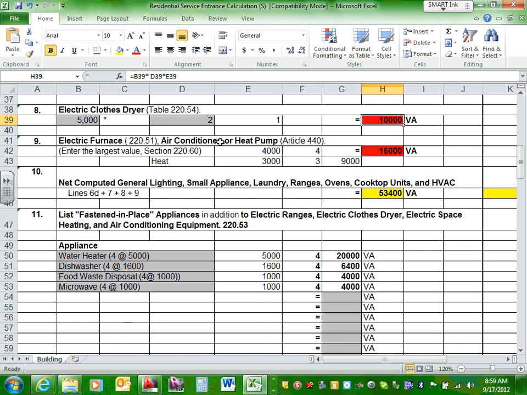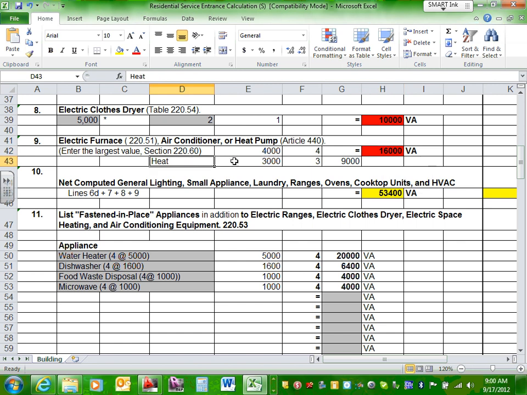Electric furnace and air conditioning or heat pump. These are the non-coincidental loads. The heat and the cool are highly unlikely to be on at the same time. I want to remind you, for the air conditioning, I have 4K from this list. I have 4 of them. And if you go to Article 440, and actually Article 220.51, it will tell you as is, don't derate. So that's why I took the 4K, multiplied by 4 equals 16 kVA as is, no derating.